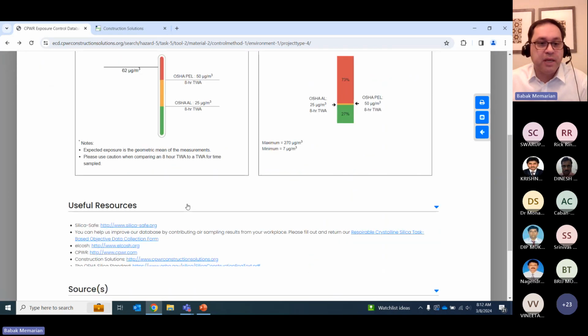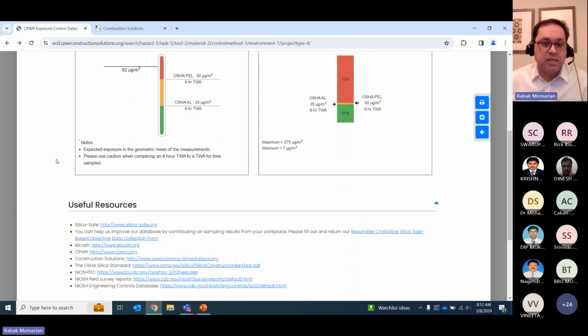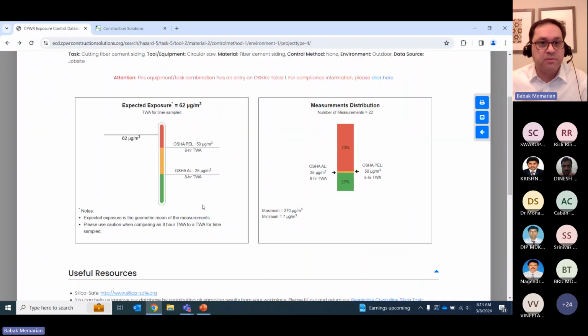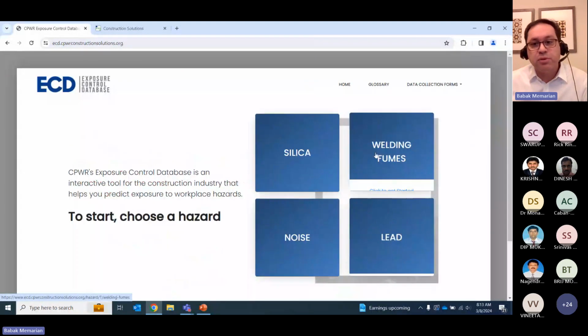At the bottom of the page, we have useful resources. So you can have access to other websites, other tools and resources available through CPWR, NIOSH, and other organizations for your specific task to learn. And also we have a list of sources used to do the calculations for this specific task, as you see at the bottom of the page. So this is our exposure control database.